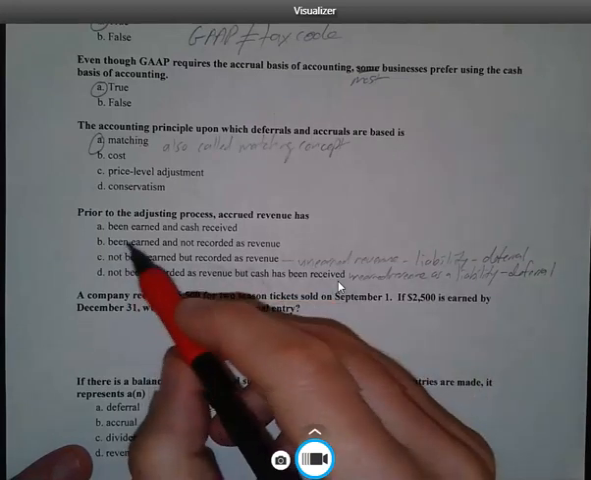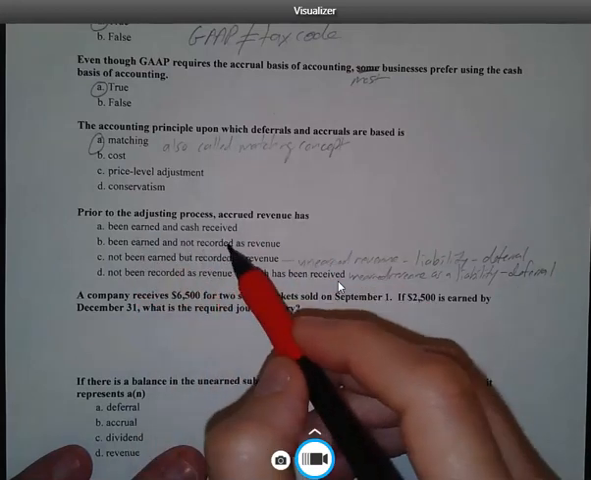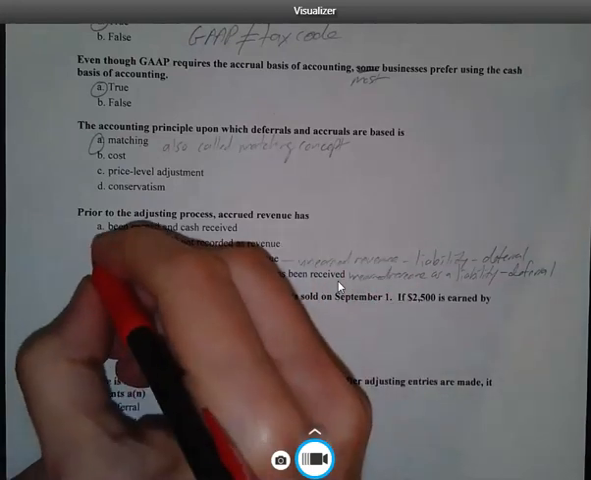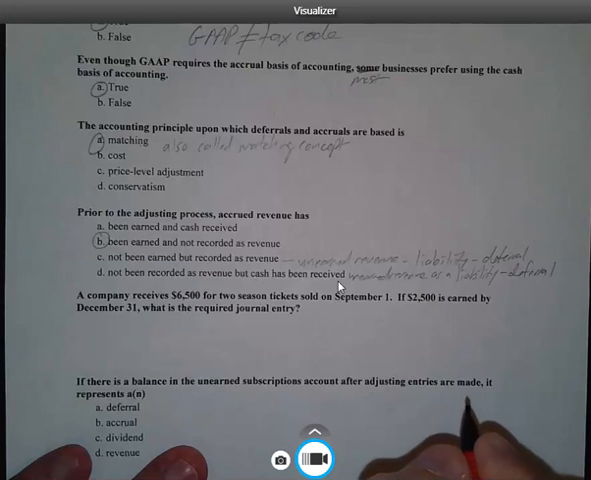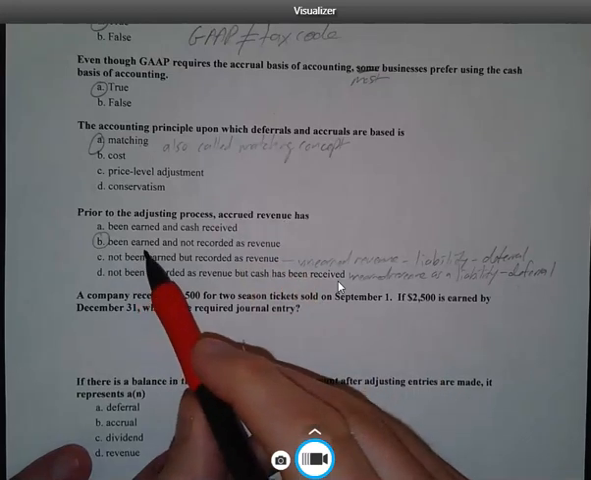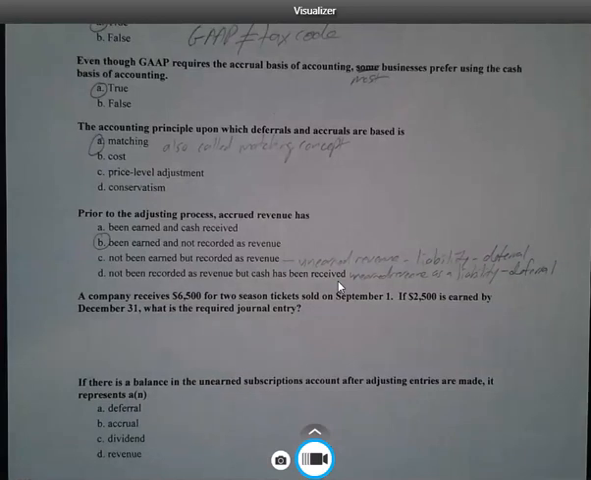Choice B, revenue has been earned and not recorded as revenue. This is going to be our correct answer. But remember, we're using the accrual basis of accounting. So we accrue revenue when it has been earned. So what we're referring to here with this question is a timing issue.